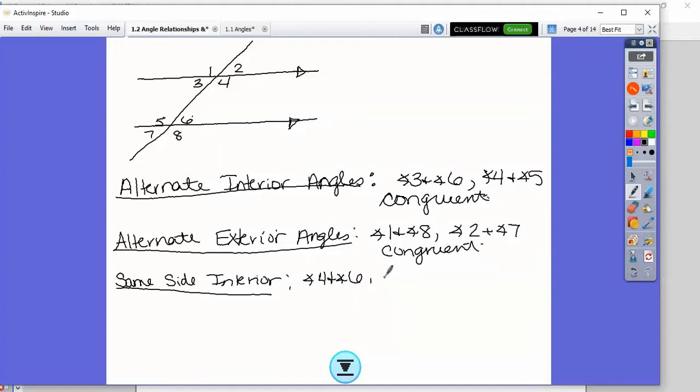Okay. And the other set would be? 3 and 5. Okay. So let's see if we can figure out the relationship between those. We already said 4 and 5 have the same measurement, right? What would be true then about 4 and 6? 180 degrees. Yeah, they would add up to 180 because these two together make a straight line. So these are supplementary.